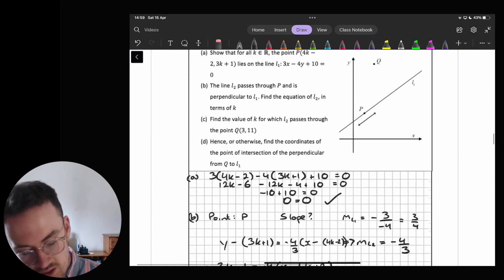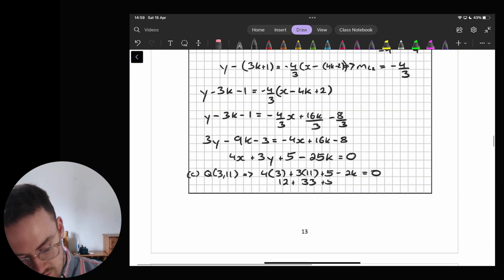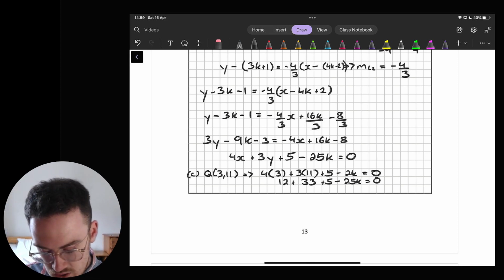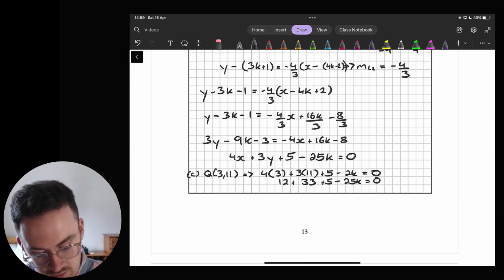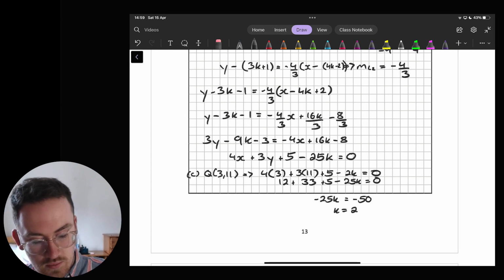So is that Q, is that what they call it? Yeah, (3, 11). So we're going to sub that in. Anywhere we see x, we're going to put in 3. Anywhere we see y, we're going to put in 11. And we're expecting this to be equal to 0. So 12 plus 33 plus 5 minus 25k equals 0. Let's just sort out all our number parts. So minus 25k is equal to minus 50, so k is equal to 2.